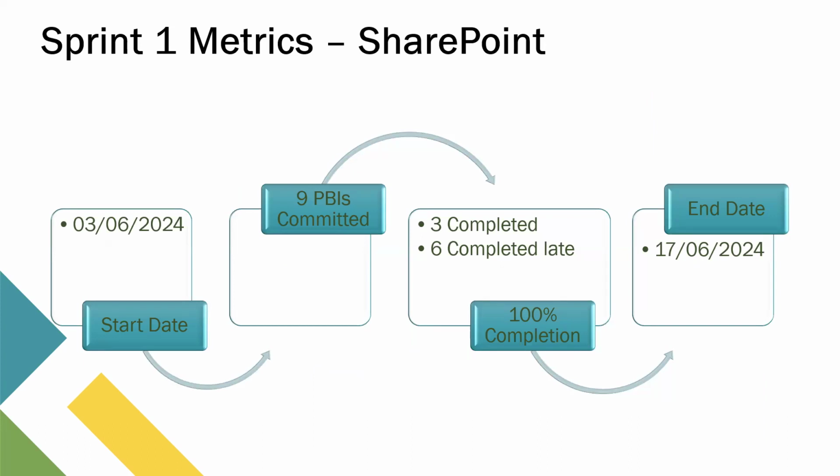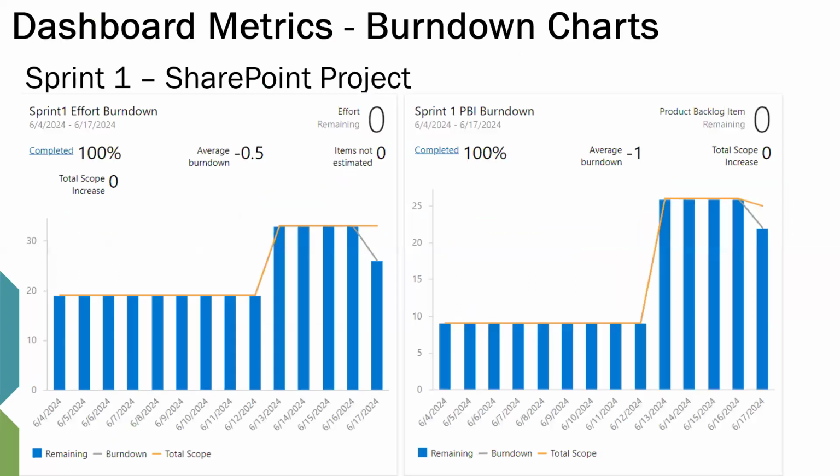We started sprint 1, and we had 9 PBIs committed, 6 completed on time within the sprint, and 3 completed late, which was 100% completion. Then we had the end date. And this is our dashboard with the metrics, our PBIs. We had a 100% completion, and the average burn down was negative, because we were still trying to get a grip of how things were run. And effort remaining was 0, eventually.